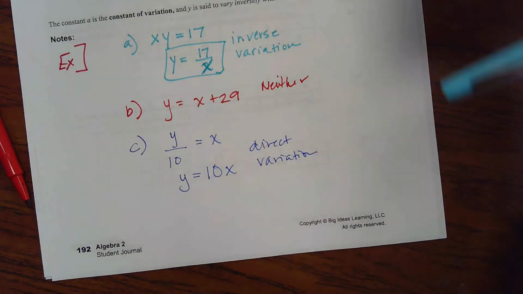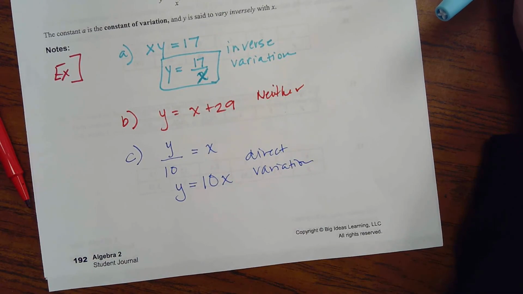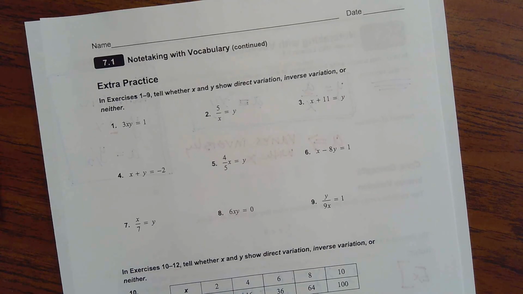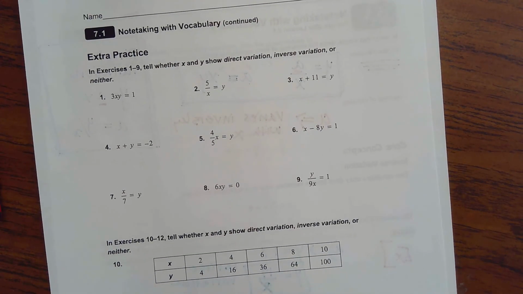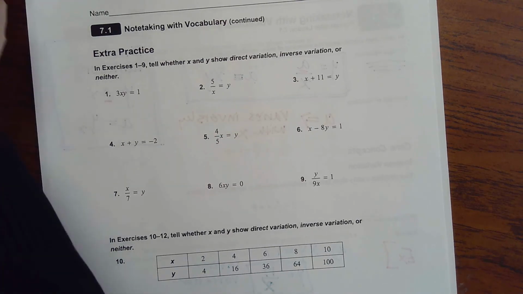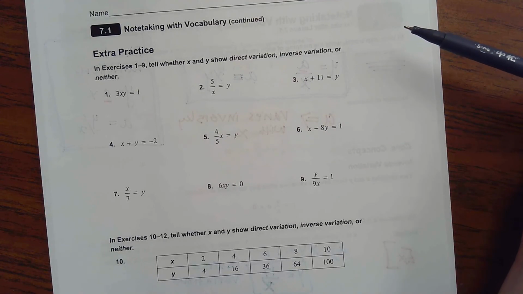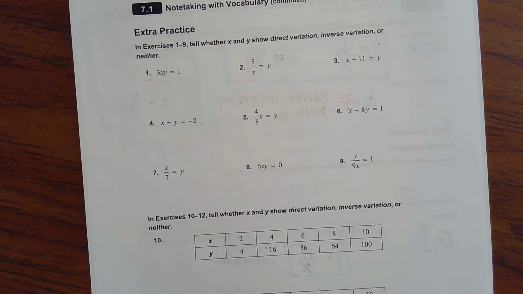All right, let's move ahead to page 193 of your student journals. This is the extra practice, and again, it's similar to what we were just doing. They're asking you to talk about whether it shows direct, inverse, or neither. If you feel like you have a pretty good understanding of what we talked about in that last example, go ahead and try this on your own, pause the video, and see what you get. Then I'll go over answers. If you need a little bit more practice, I'm going to do a few of these with you.